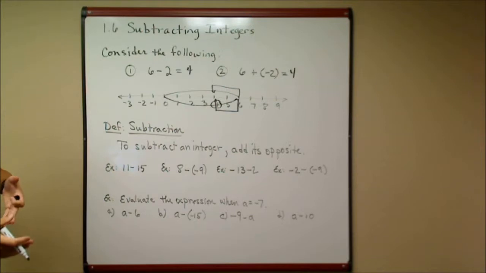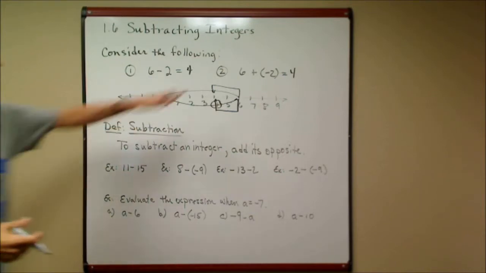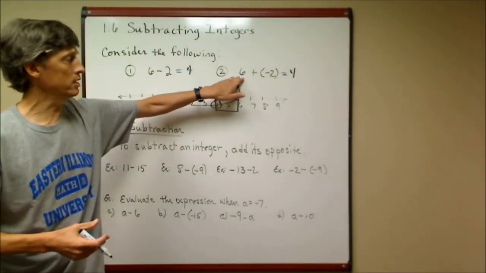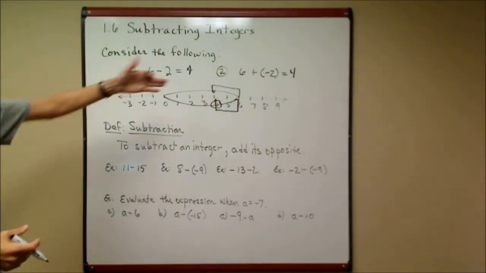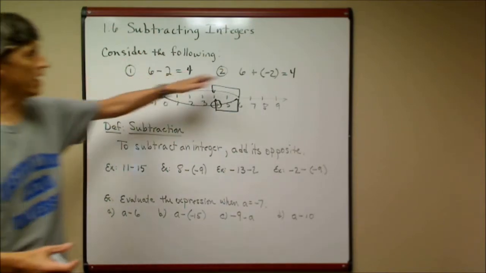Now we know that when you add a positive and a negative, you subtract the absolute value of the smaller from the absolute value of the larger. So 6 minus 2 is 4, and then you take the sign of the addend which has the greater absolute value, which is 6, so that's why it's a positive. We get the same answer.